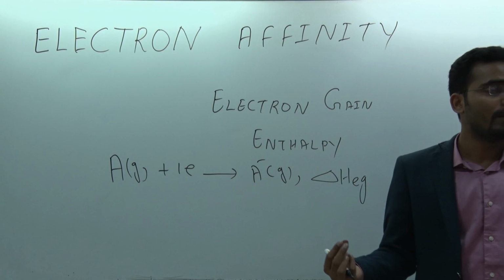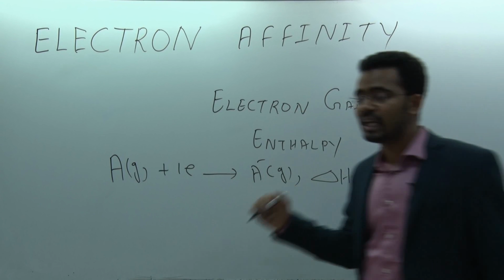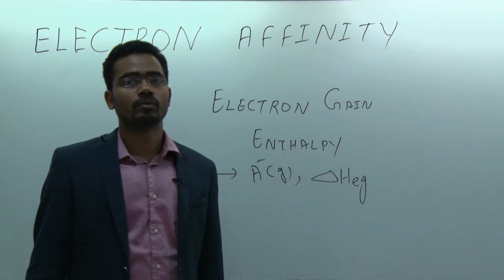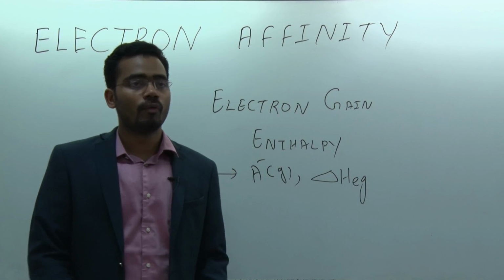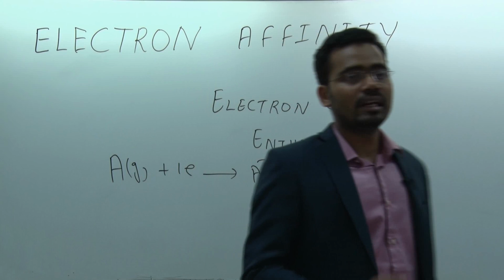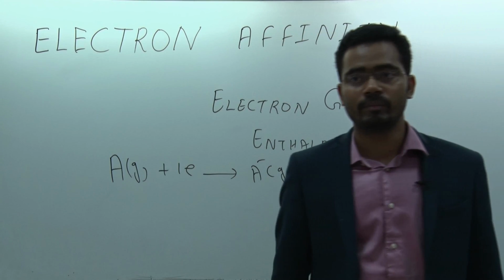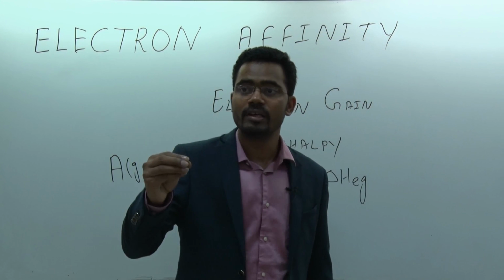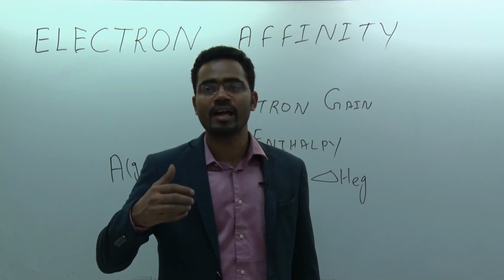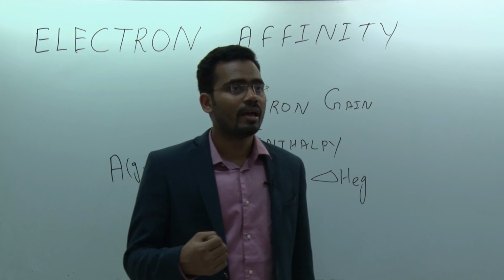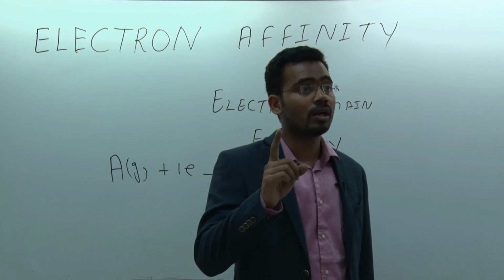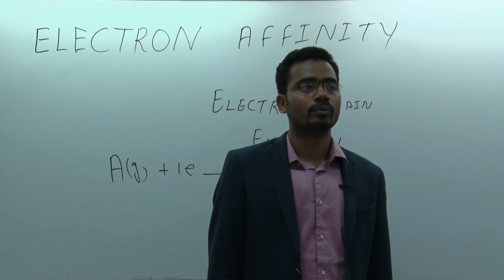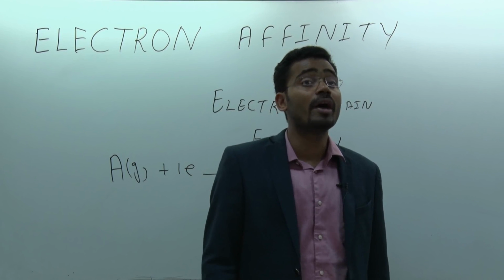Got it? Now what will be the value of delta EG? Will it be negative or positive? Tell me. When addition of electron occurs, is energy released or is energy required? As you know, during ionization you have to provide energy, but when any element accepts an electron, generally energy will be released. This is not always, generally. Why is energy released? Tell me.